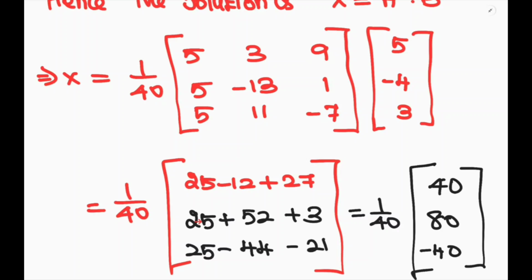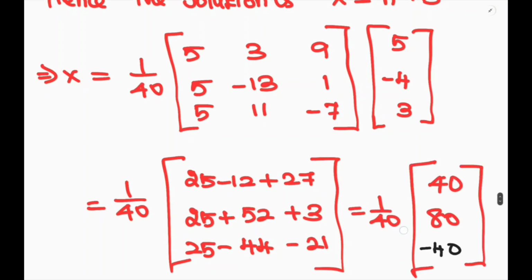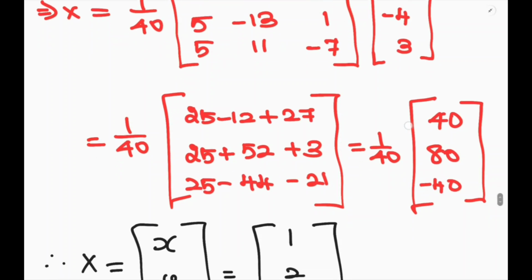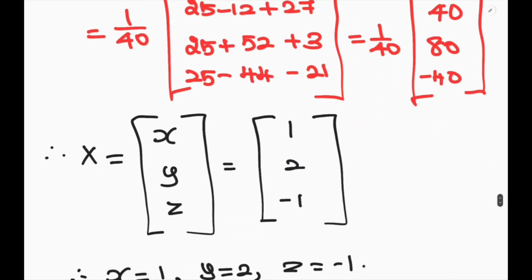Second row, first column. 5 5s are 25. Minus into minus plus. 13 into 4 52. 1 into 3 plus 3. Then third row, this column 25 minus 44 minus 21. Then 1 by 40 into adding this you will get 40. Adding this you will get 80. And then minus 40, 65 plus 20. It becomes minus 40.